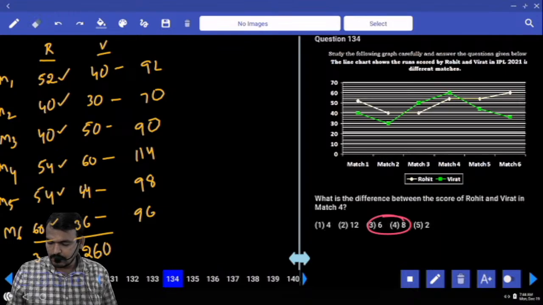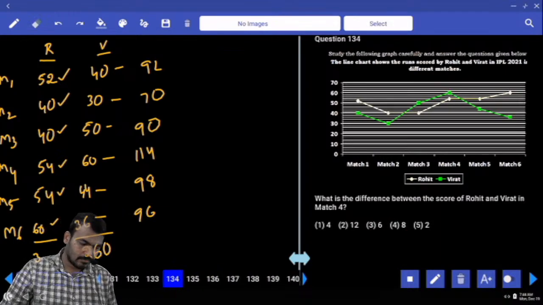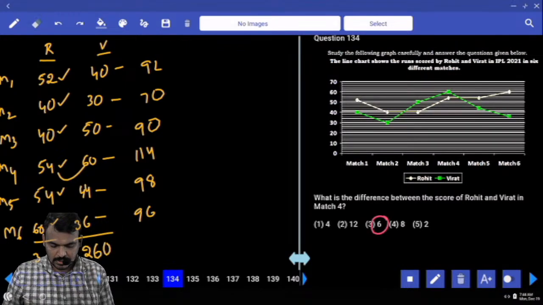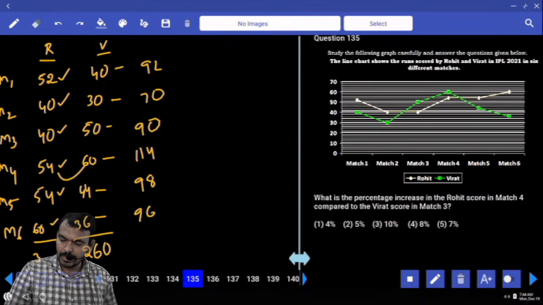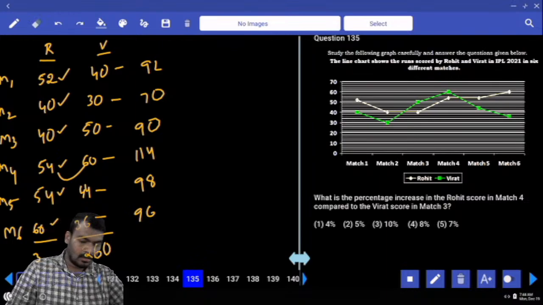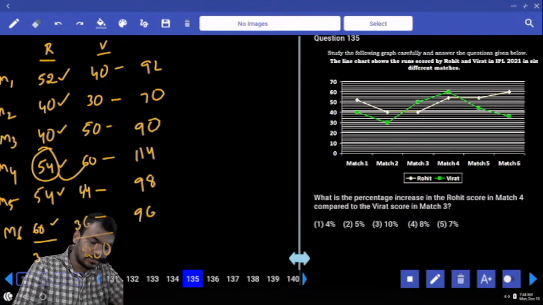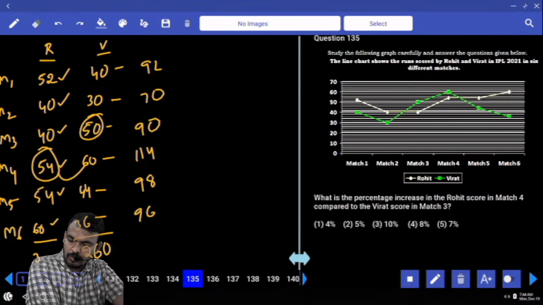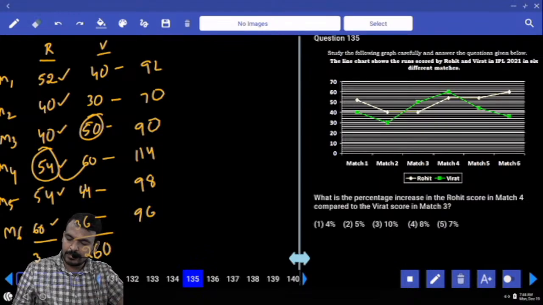Next 134. What is the difference between the score of Rohit and Virat in match 4? Match 4 difference is how much? 6. Next 135. What is the percentage increase in Rohit score in match 4 compared to the Virat score in match 3? What is the Rohit in match 4? 54. Virat in match 3? 50. How much value is increased? 4. 4 upon 50. 4 by 50 into 100. 8%.